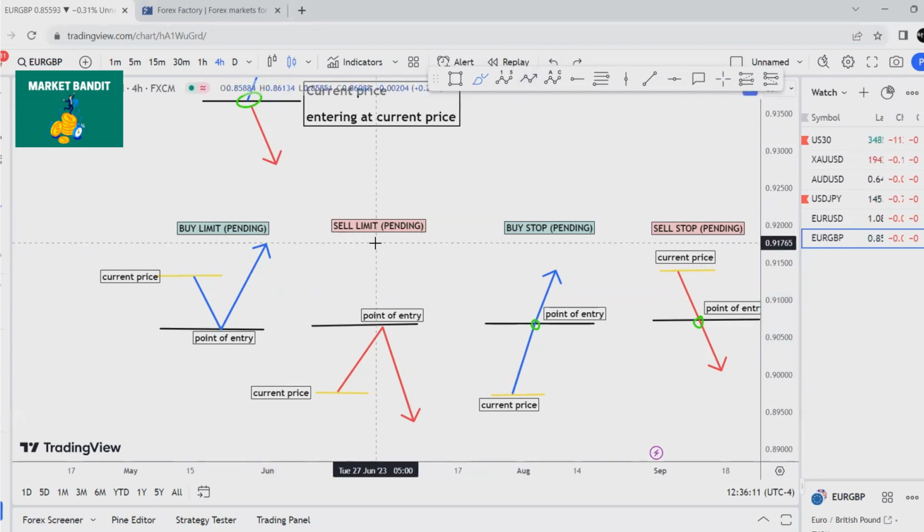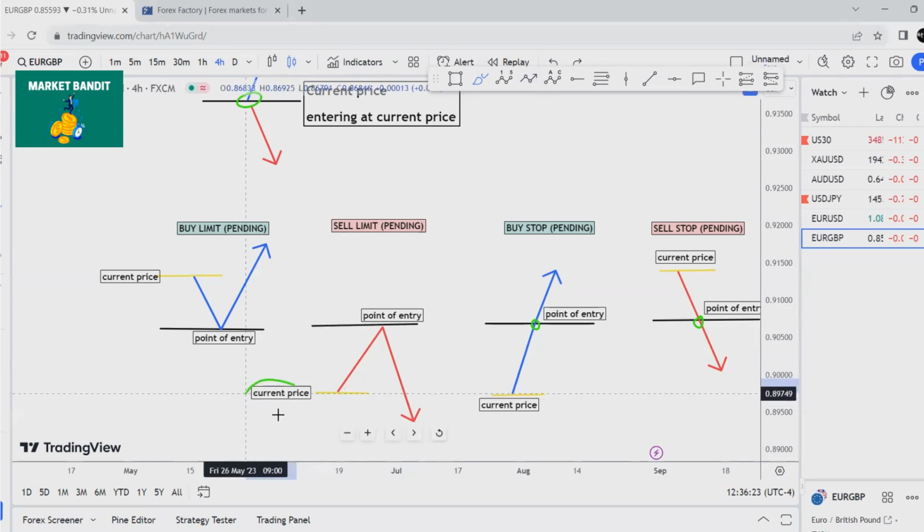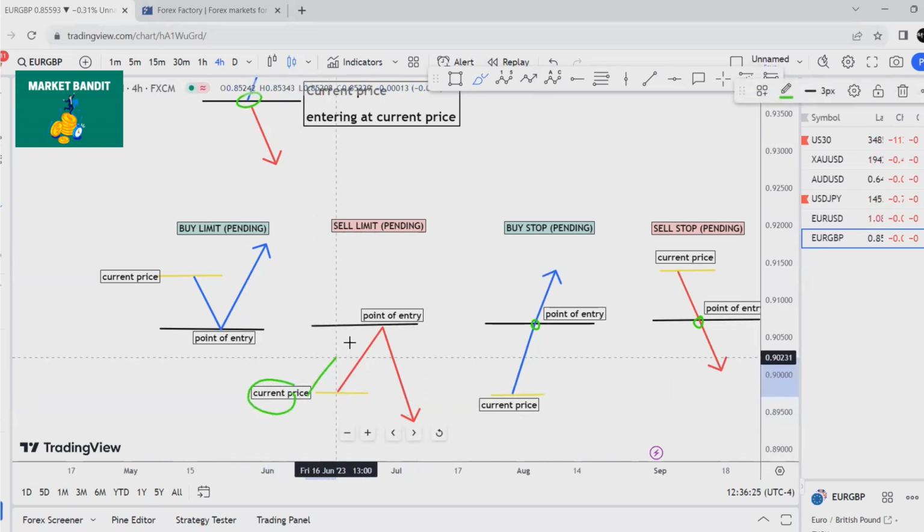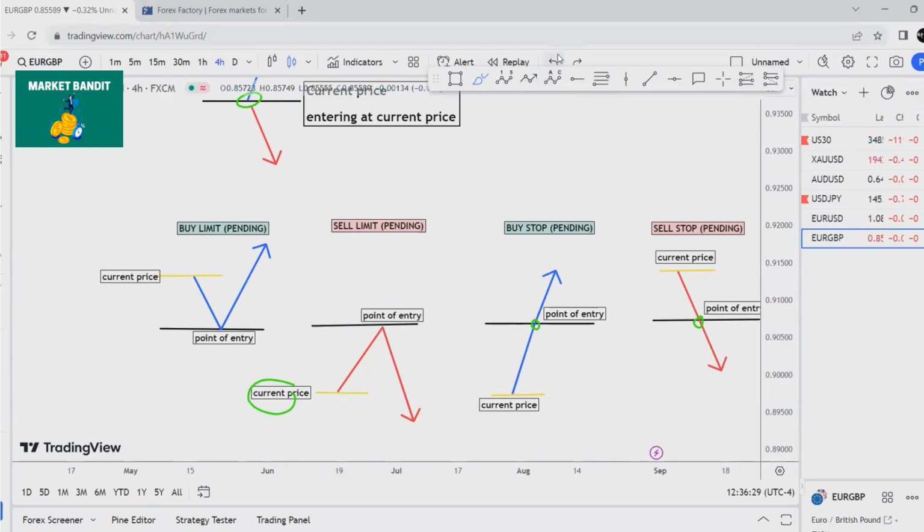The sell limit is basically the same thing, right? So let's say you think a currency pair will rise to a certain point and then reverse. So once again, this is current price. You think that the currency pair will rise to a certain point and then reverse. With a sell limit order, you set the entry price higher than the current price. So as you can see, current price is down here, but the point of entry will be higher. Okay.